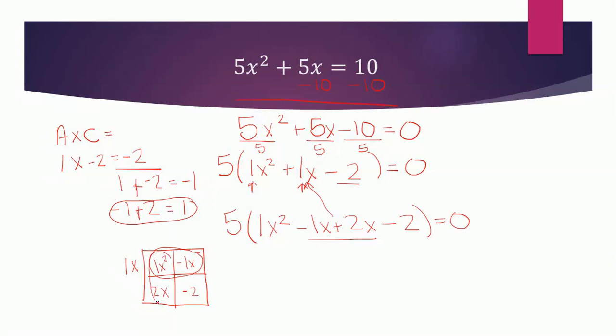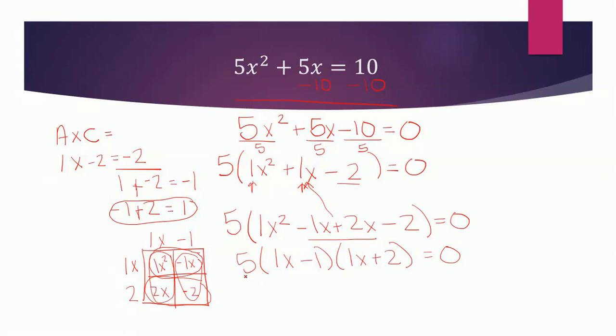For these two here, they don't have any numbers in common except for a 1, and they both have an x. So we're going to pull out 1x. These two both have a 2 in common. And then these guys have just a negative 1 in common. So now I'm going to write my factors around the edge. I have 1x minus 1 and 1x plus 2 equals 0.